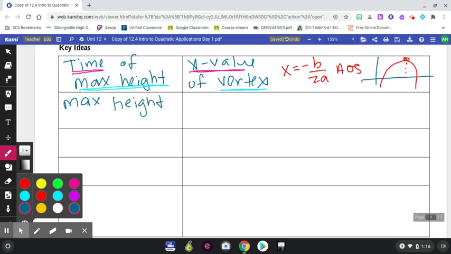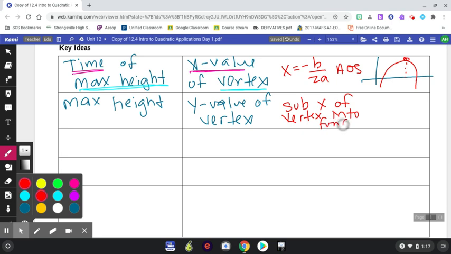I might also be asked to find what is that maximum height. And if I'm asked to find what is the maximum height, I'm being asked to find the y value of the vertex. And in order to find the y value of the vertex, I need to substitute the x of the vertex into the function. So again, graphically, if this is my vertex, I'm looking for the y component.